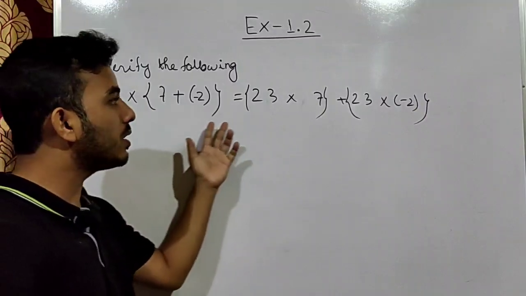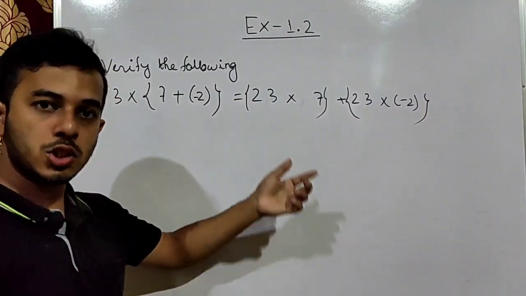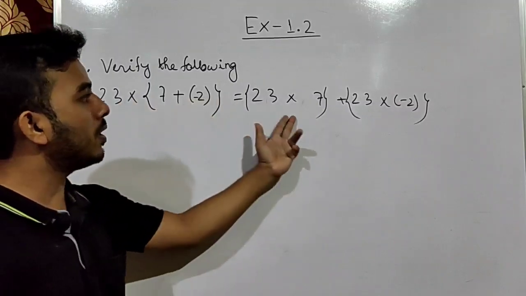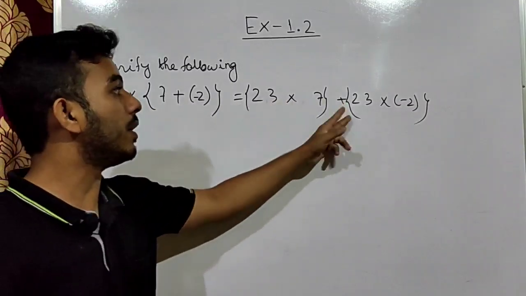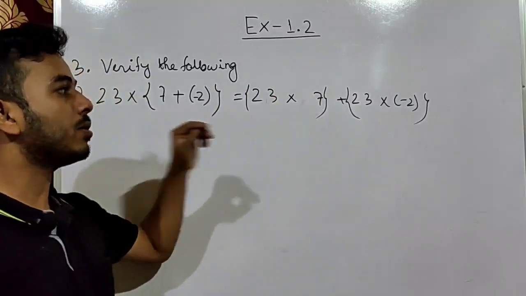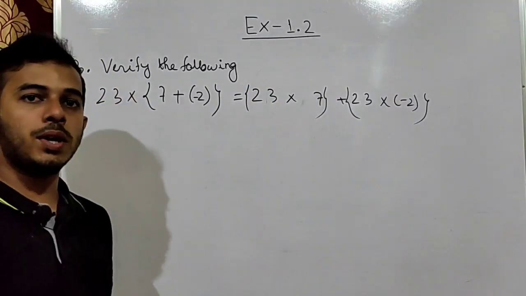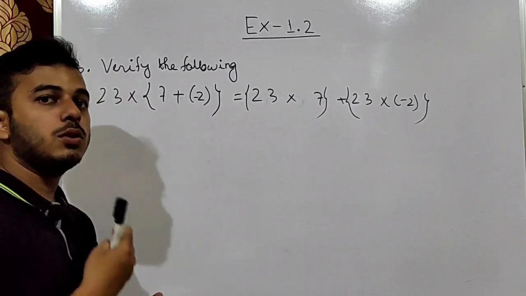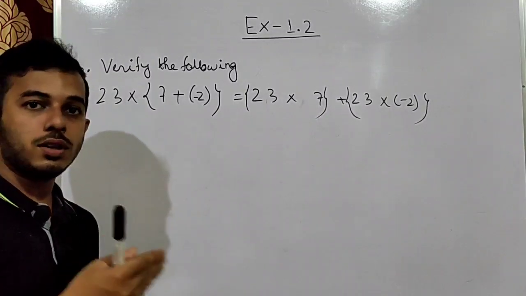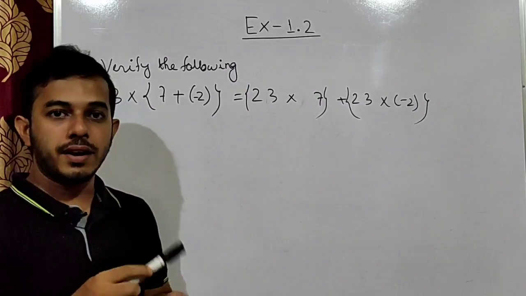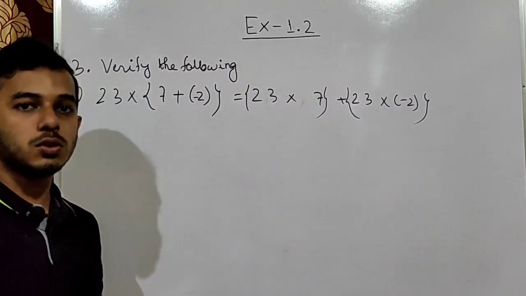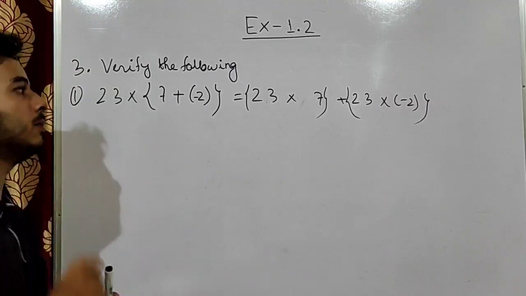Now by looking, we can say this is which property? This is the distributive property. We have expanded this form, right? There is 23 into 7, then plus sign, then again 23 into minus 2. So definitely we can say that both sides will be equal. But we can't write this in our answer script, right? We have to prove that both these sides are the same. So let's start our solution.